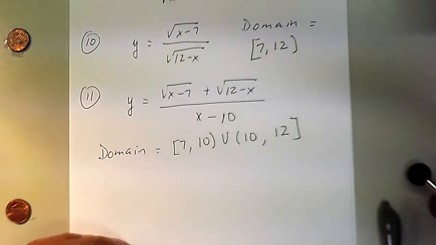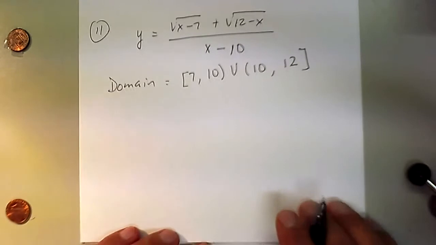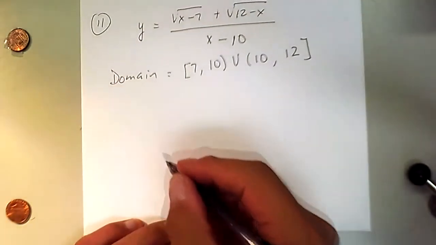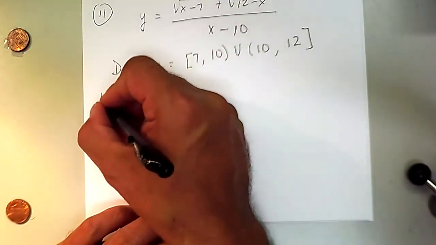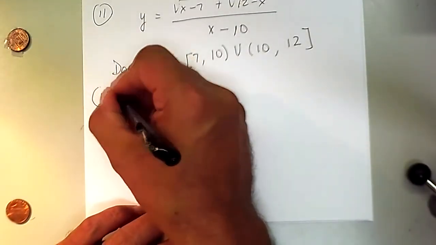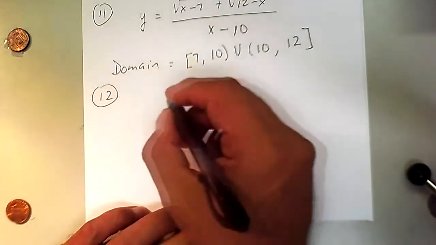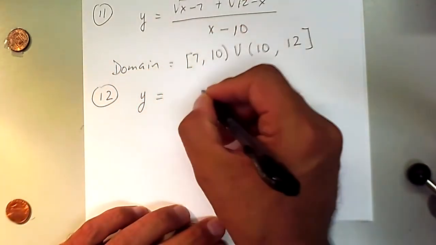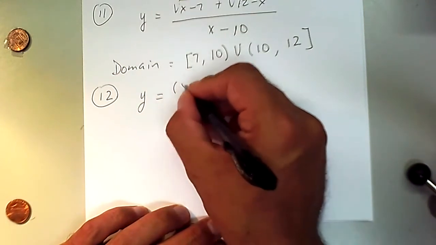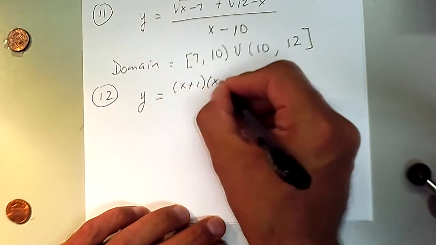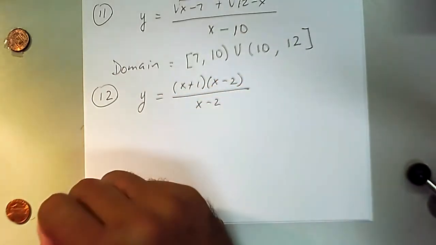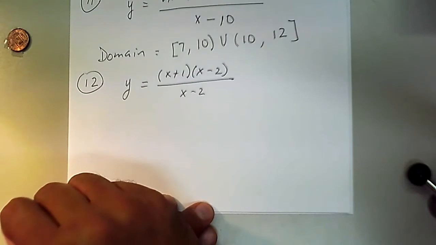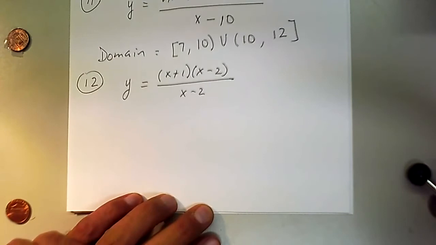There's one other example I have to show you, and this is an important example. Example 12, a little different than all of those. y equals quantity x plus 1, x minus 2, over x minus 2. And again, we're asking for the domain.